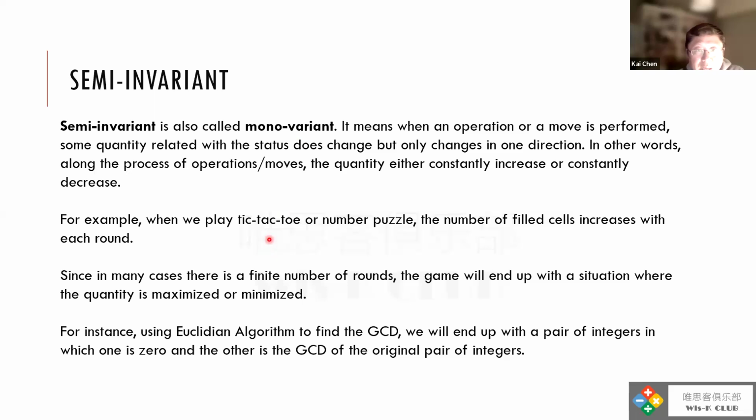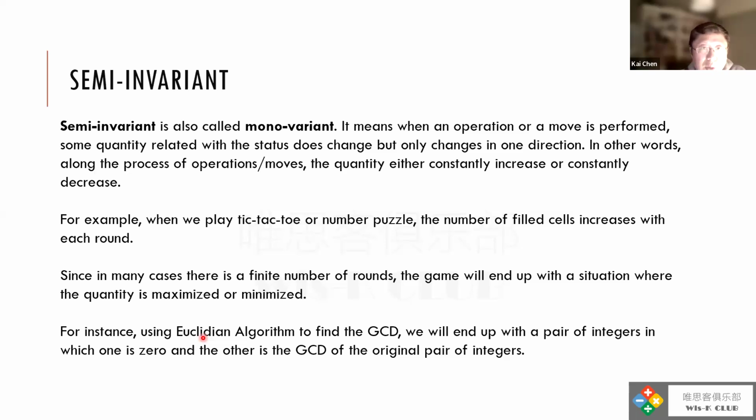For example, when you play tic-tac-toe, or when you play five in a row, the number of occupied cells always increases, unlike in Go. In Go you can remove some pieces, but in tic-tac-toe and five in a row, it's always increasing. Also the GCD in the Euclidean algorithm, because you always decrease the numbers. The sum of the two numbers in the Euclidean algorithm always decreases. So that's also a semi-invariant.